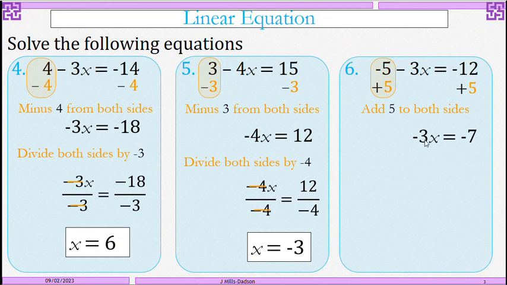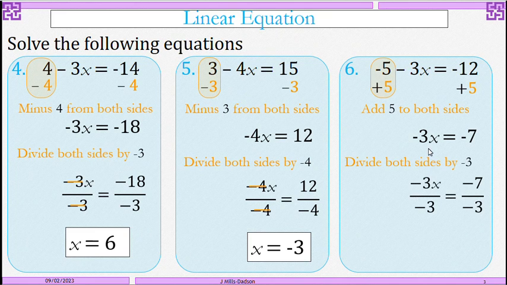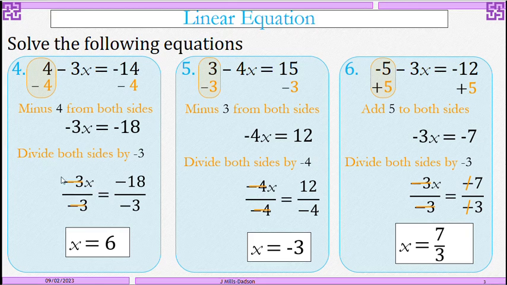Now negative 3 is multiplying x, so to reverse multiply by negative 3 is to divide by negative 3, both sides. Negative 3 divided by negative 3 is 1, so you can cross that off. And negative divided by negative is also positive, so we can close that off. So x is equal to positive 7 over 3.